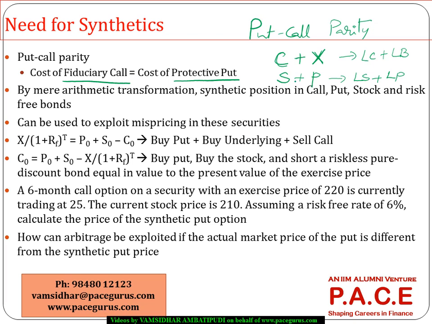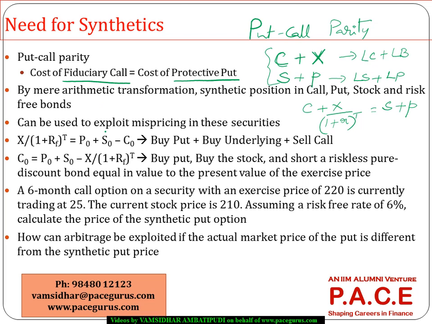Because the payoffs of these two are the same, we can say their present values are equal: C plus X by 1 plus R to the power T, which is like buying a call option today and having cash worth X by 1 plus R to the power T, should be the same as the spot price of the stock plus the put option price. This relationship is what we call the put call parity relationship, right?